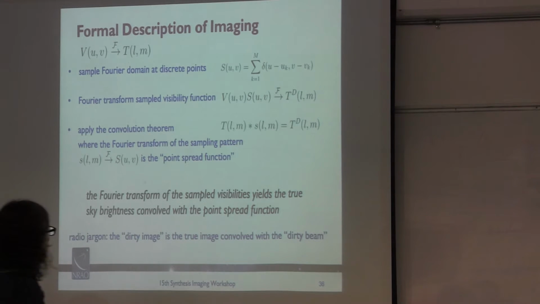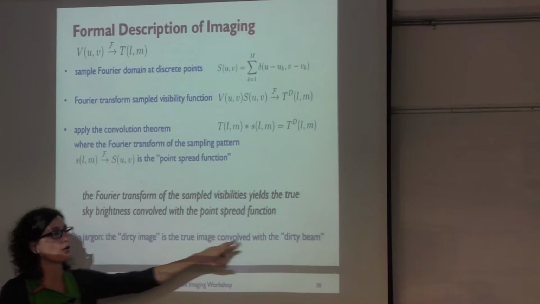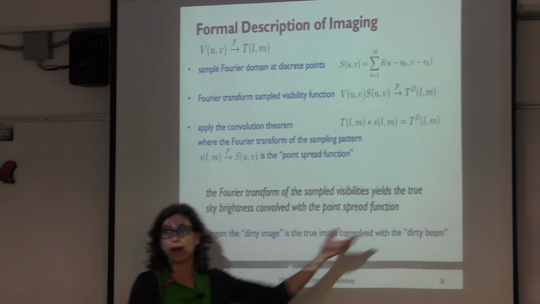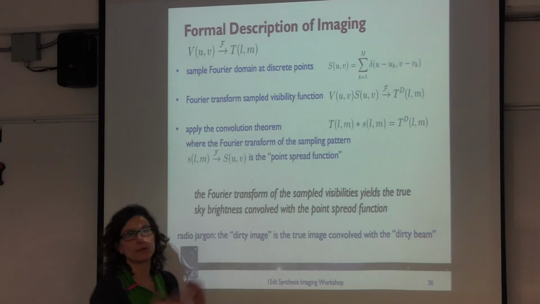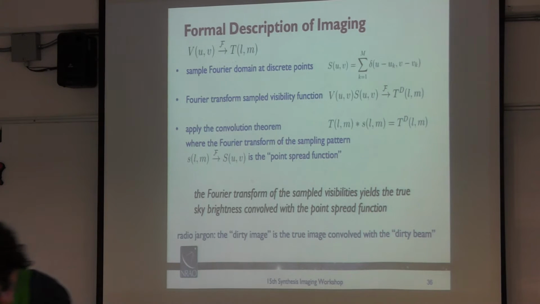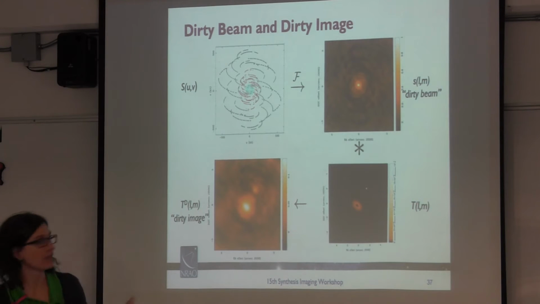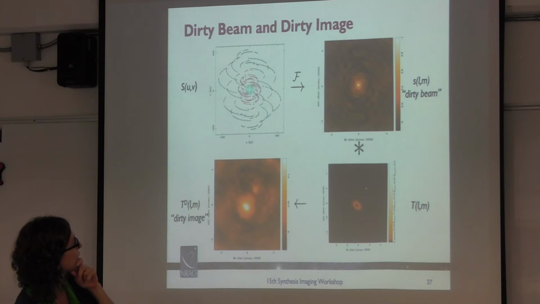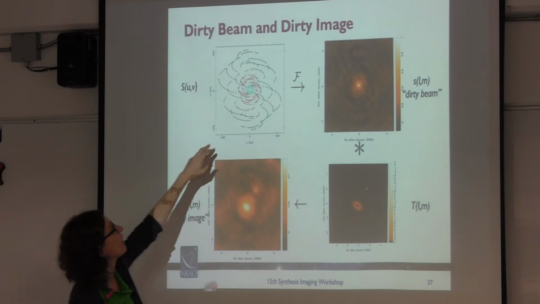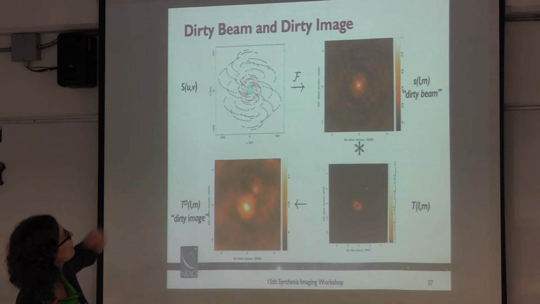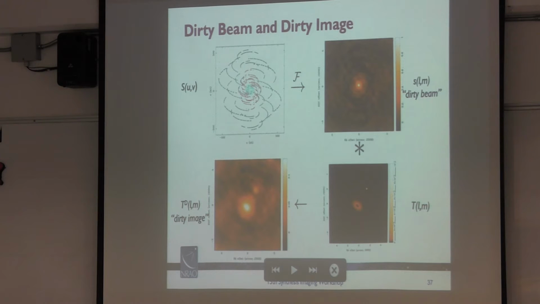Okay, so you get it, right? The dirty image is the true image convolved with the dirty beam. And what we want is to undo that step to get the real image. Okay, this is an example. Perhaps you cannot see it very well, but I think it's an ALMA observation as well, an ALMA configuration for a short time, perhaps.